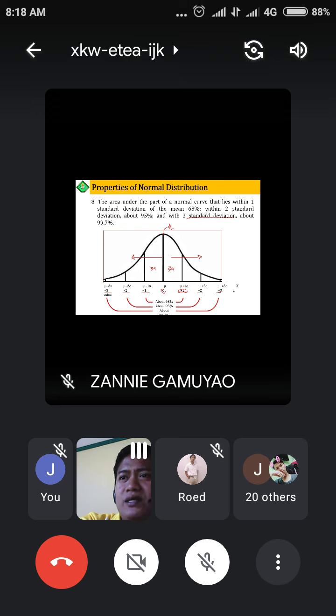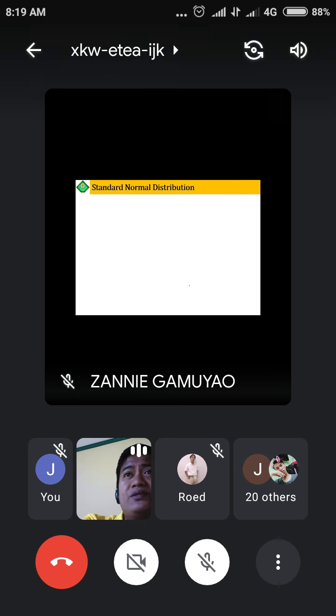Next, within 2 standard deviations, so ito yung 2 standard natin, the area is about 95%. So dito naman sa 3, the area is about 99.7%. So as you notice, once na lumapag na sa 3 yung standard deviation, almost 100% na po siya. Almost na 100% na yung area ng ating normal distribution.